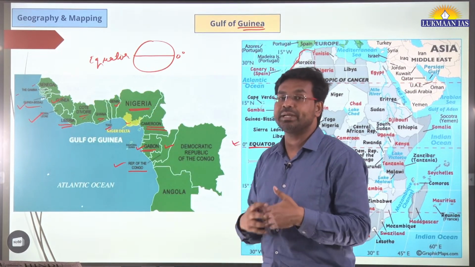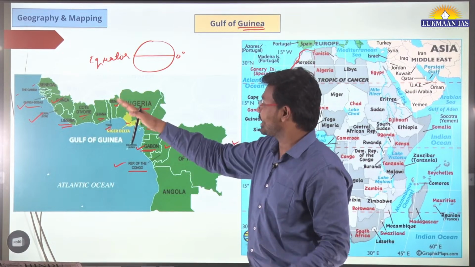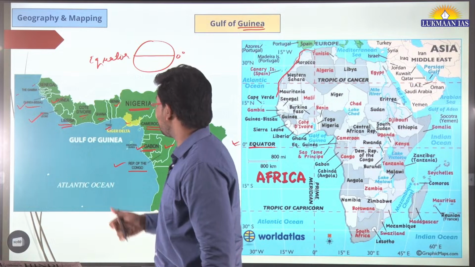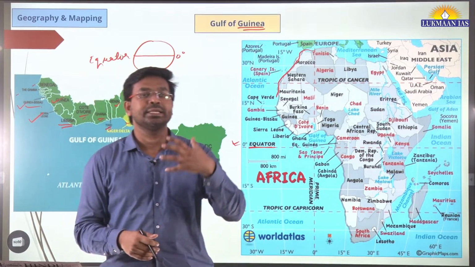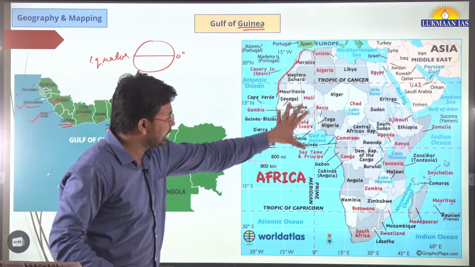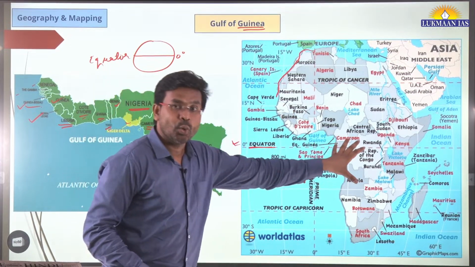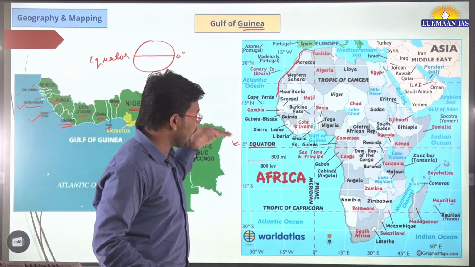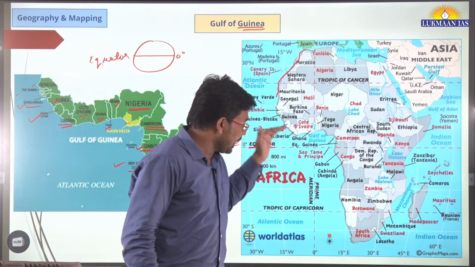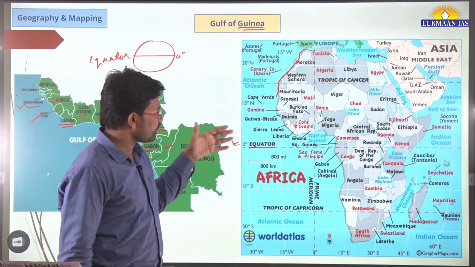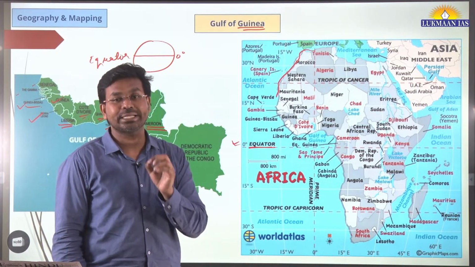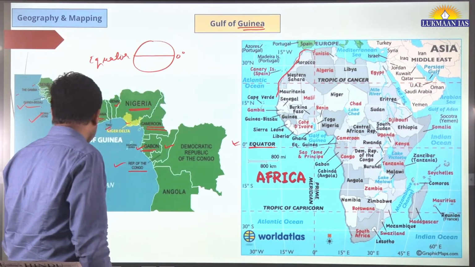It is not needed that we remember the name of each of these countries that share a maritime border with the Gulf of Guinea. What is important is to have a broad understanding of where this Gulf is located. This Gulf is located to the west of Africa, and the equator passes through it. Apart from this, Gulf of Guinea is in news today. We are going to discuss that news article in detail as well.